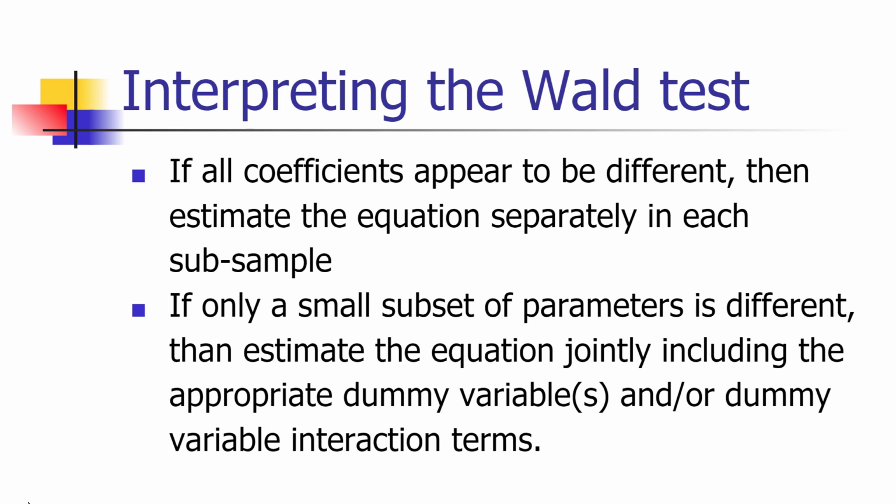So you choose whichever approach is most appropriate based on how many of the parameters essentially seem to be significantly different from each other. So the Chow test is an important tool to have because it tells us whether it's appropriate to lump the entire sample together or whether there are two different equations appropriate for different subsets of the entire population.